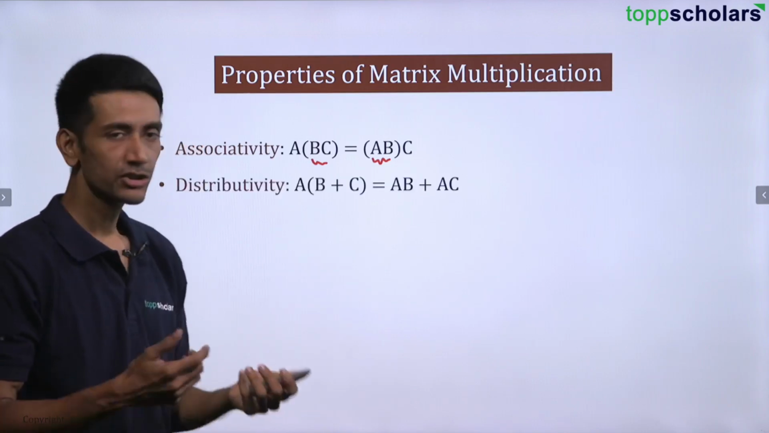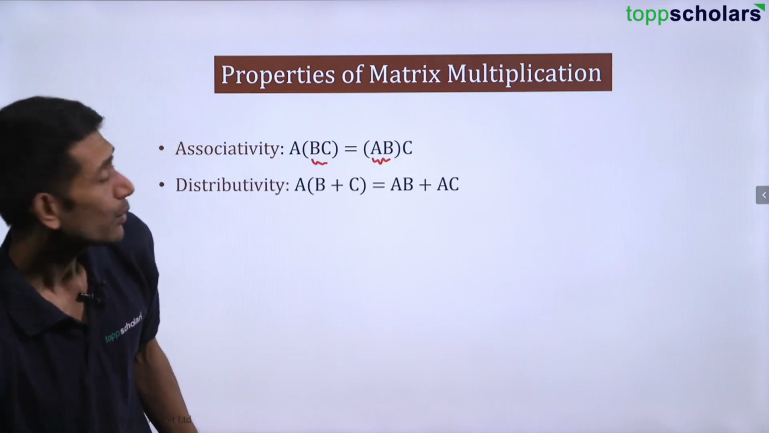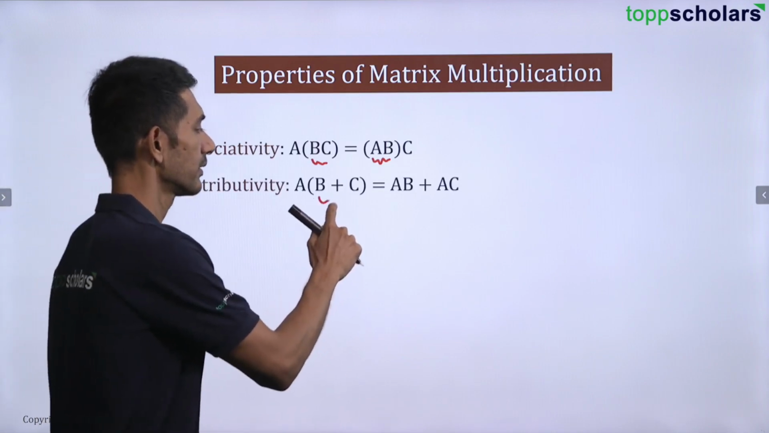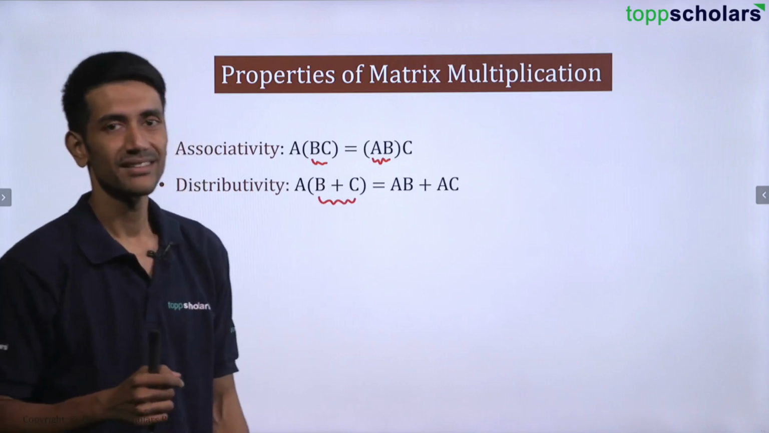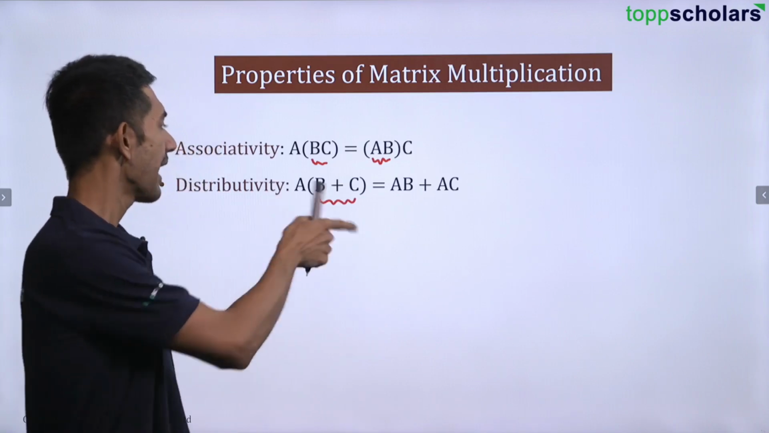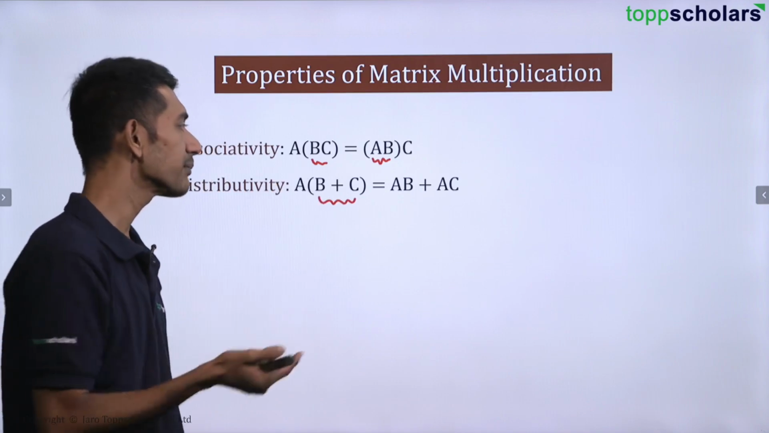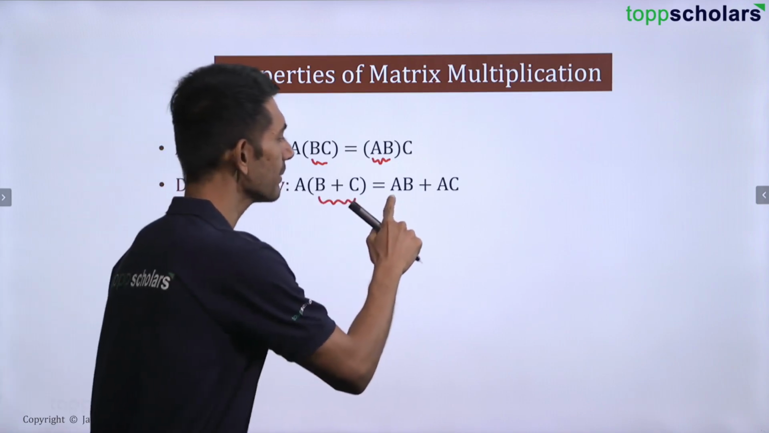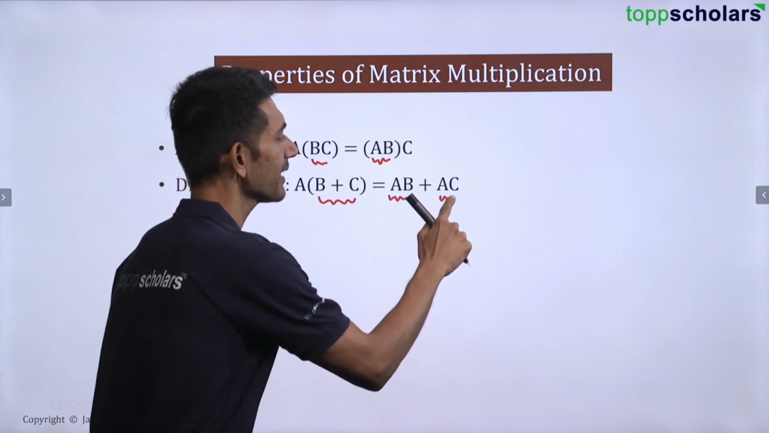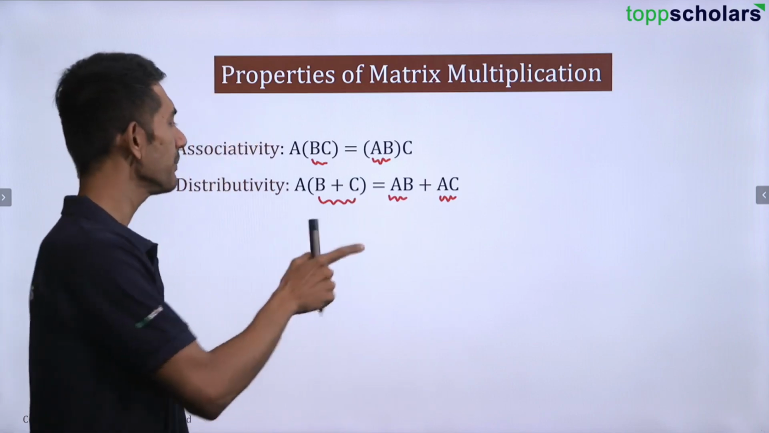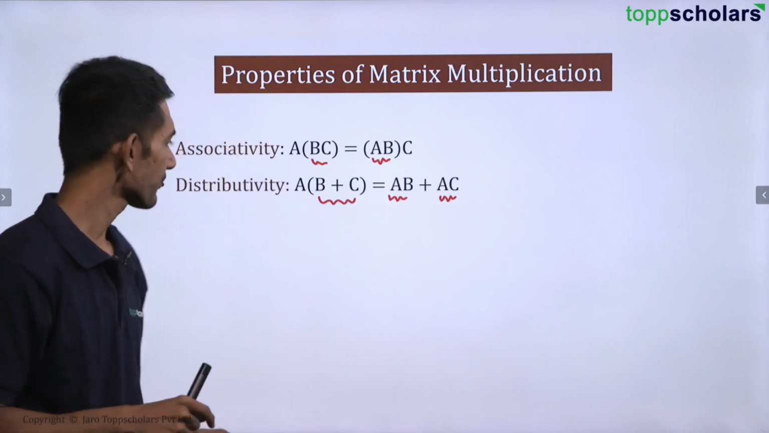Now let us talk about distributivity. That is, if you have 2 matrices B and C and you add them and then you multiply a matrix A with B plus C, then A multiplied by B plus A multiplied by C will be equal to A times B plus C.